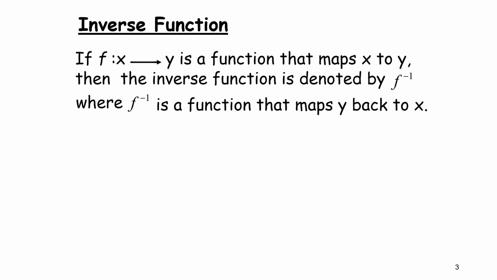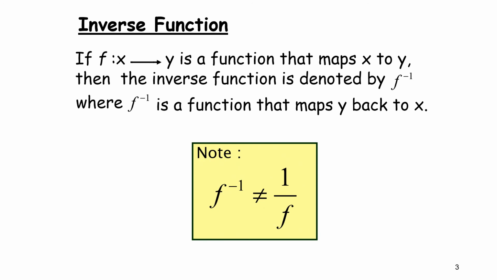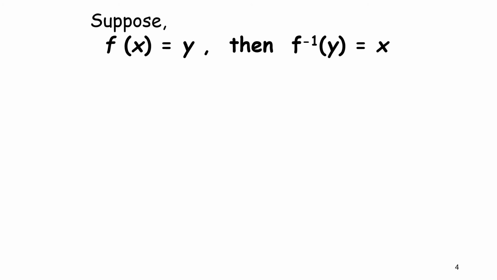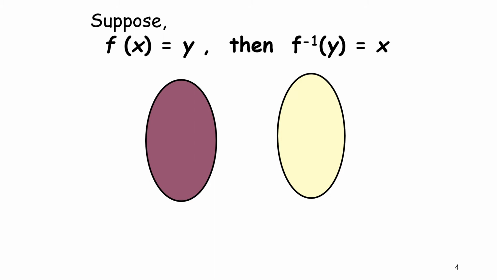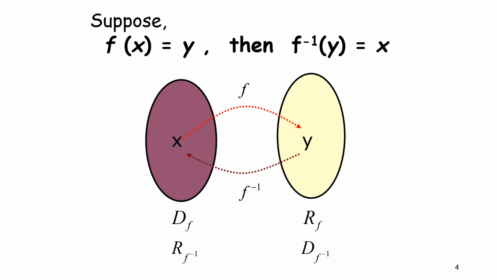Inverse function. If f: x goes to y is a function that maps x to y, then the inverse function is denoted by f inverse, where f inverse is a function that maps y back to x. Note that f inverse is not equal to 1 over f. Suppose f(x) is equal to y, then f inverse of y is equal to x. So we can see from this picture, when f maps x to y, the inverse process is f inverse of y, we can get x.